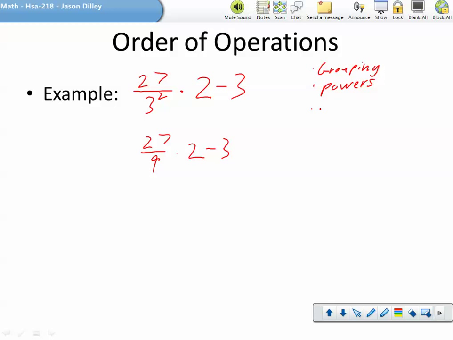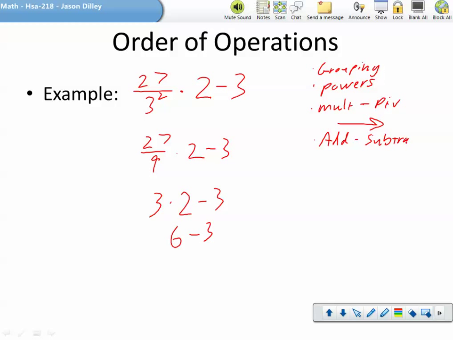And now we need to multiply and divide, and we do that from left to right. So we're going to start here with this 27 divided by 9, and that's 3. And then we're going to do 3 times 2, which is 6 minus 3. And then finally, our last step is to add and subtract, and we do that left to right also. So this is 3.